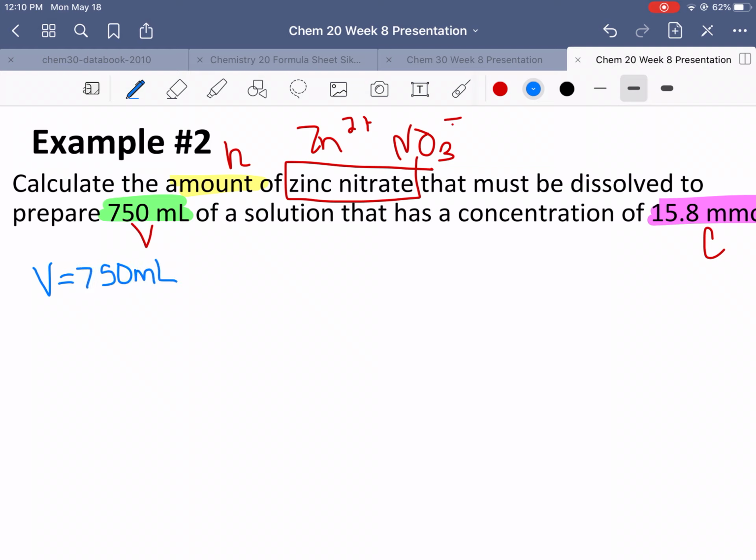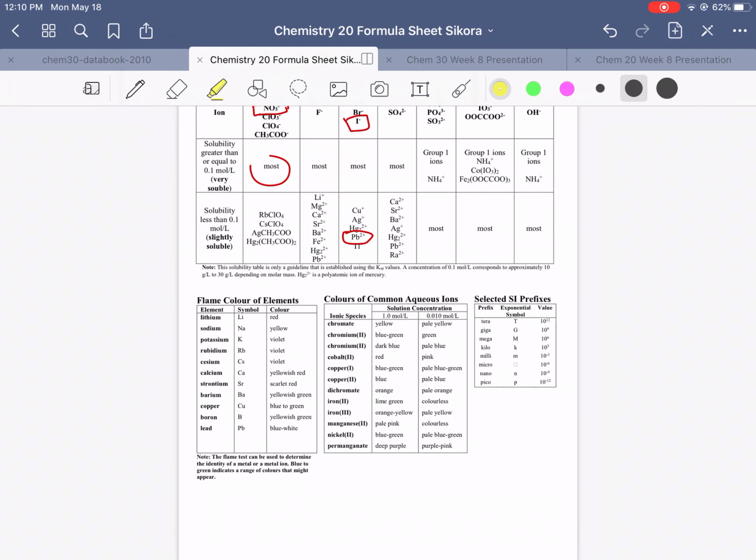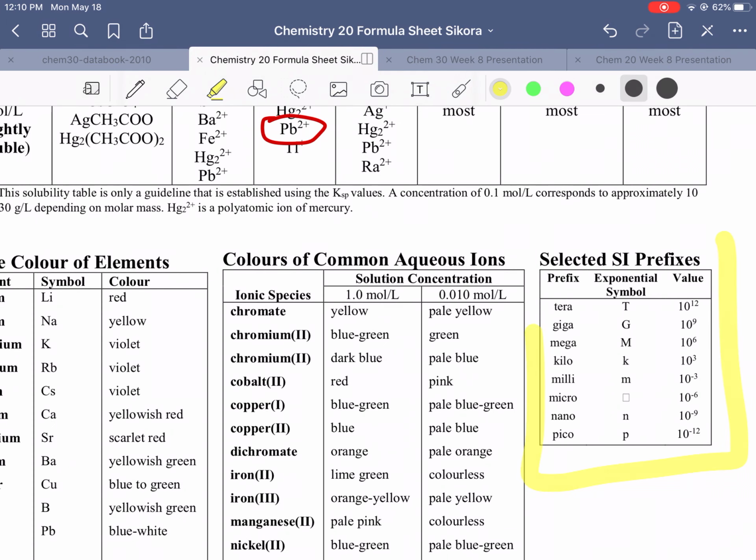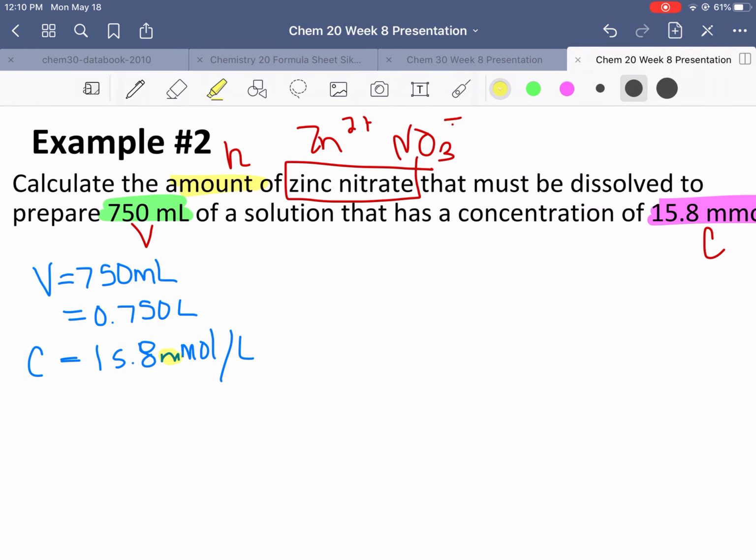How do you deal with that? Well, that little m is a prefix. Go to your formula sheet again, guys. If you look right here, you have that, and you know that milli is representative of 10 to the negative 3. So you can substitute that right in. That means the concentration is 15.8, I'm going to substitute in for that little m with times 10 to the negative 3. Now I just continue on with moles per liter. There we have it. We now have our correct units.